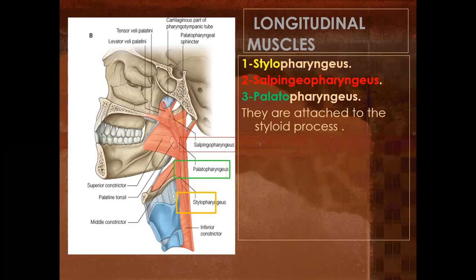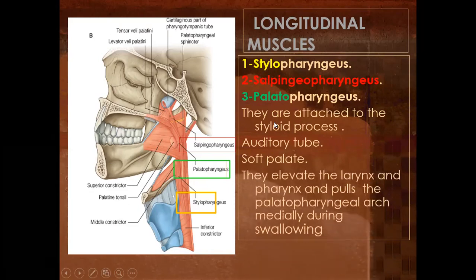They are attached to the styloid process, as I said, the auditory tube and the soft palate. Depending on that, they are named stylopharyngeus, salpingopharyngeus, and palatopharyngeus. What is the function of these longitudinal muscles? They elevate the larynx and pharynx and pull the palatopharyngeal arch medially during swallowing. So whenever there is swallowing, all these longitudinal muscles will pull it upwards as well as help in the swallowing.